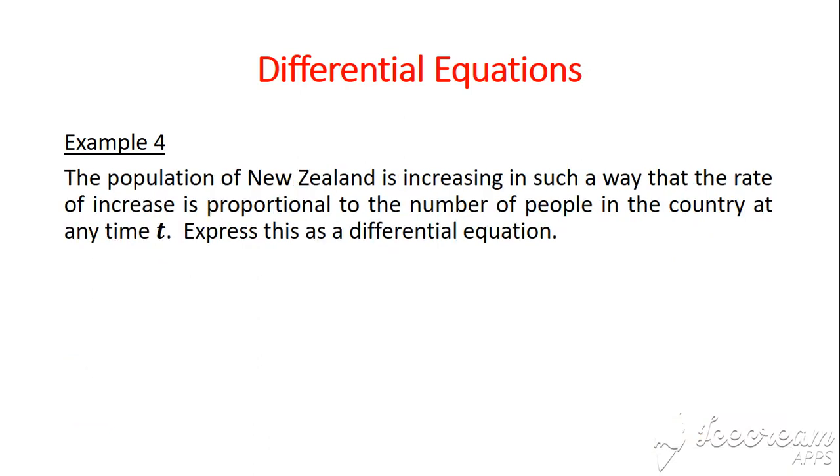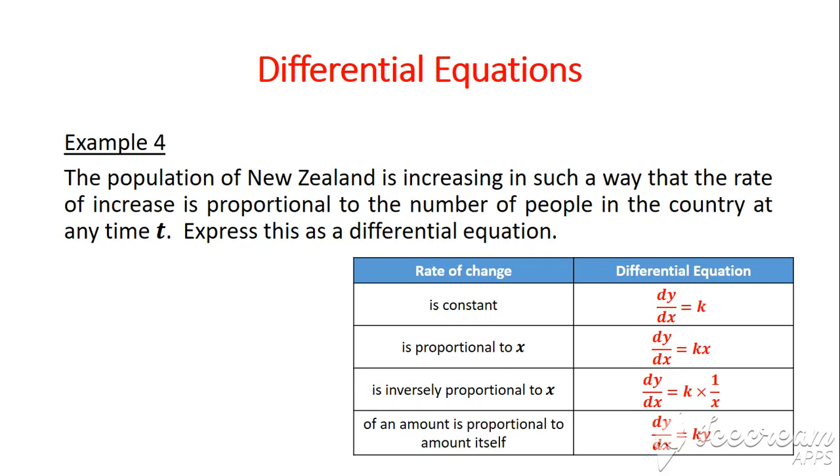Right, finally, example 4. The population of New Zealand is increasing in such a way that the rate of increase is proportional to the number of people in the country at any time t. So how do we express this as a differential equation? Well, we're using the third one that we're looking at in the video here. dy over dx is equal to ky. So we're going to write this as dp over dt. dp means change in population over dt, which is change in time. And we're going to put that equal to some constant k times p, which is the size of the population at any time.